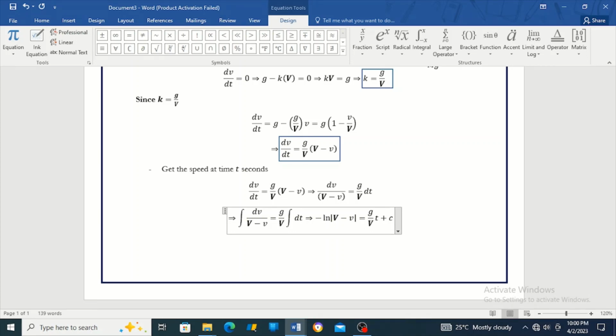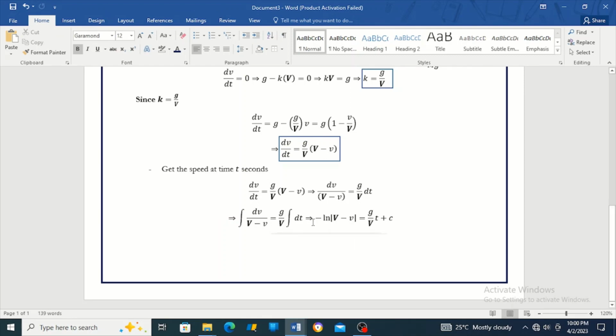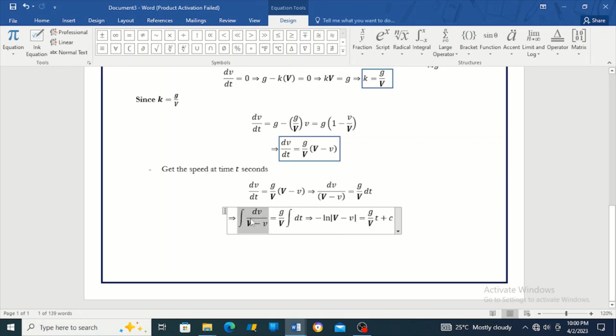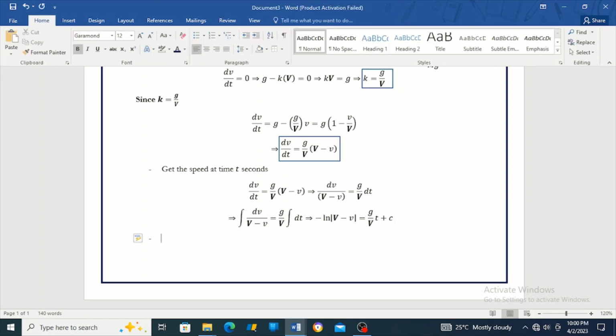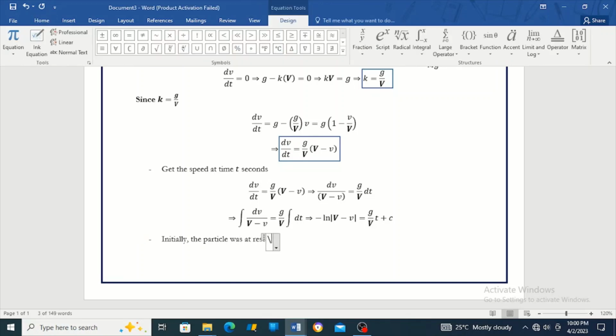Okay, now I use my initial conditions to get my constant of integration. Please, if you didn't understand how I integrated this side, give your comment in the comment section. Okay, now we know that initially the particle was at rest. What does this mean? It means that when your time was 0, your initial velocity was 0.